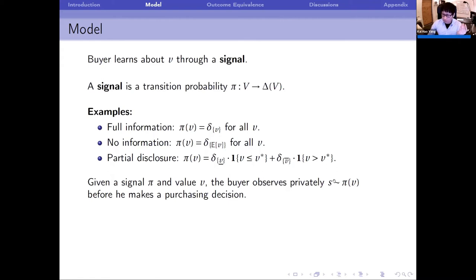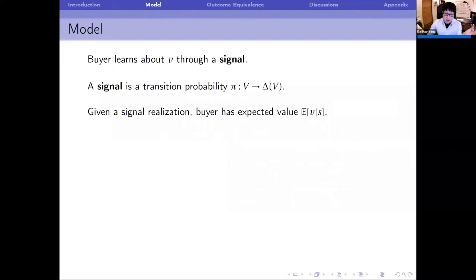So the buyer is going to decide whether or not to buy the product at some price based on his posterior. Now, a nice feature of this model is that the buyer has unit demand, and therefore only the interim expected value matters for all the information that's relevant. So we only have to keep track of the buyer's interim expected value. Given a signal realization S, the buyer will form an expected value, that's the expected value of V conditional on S.